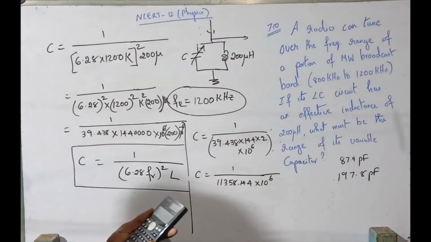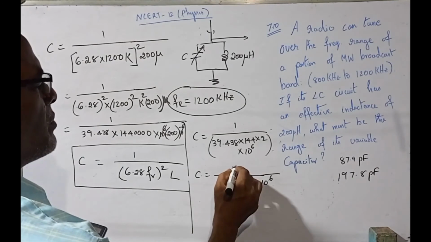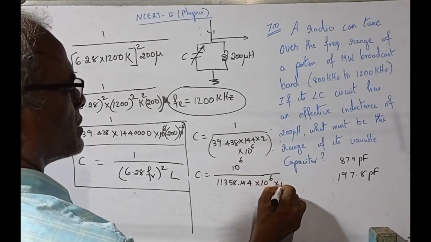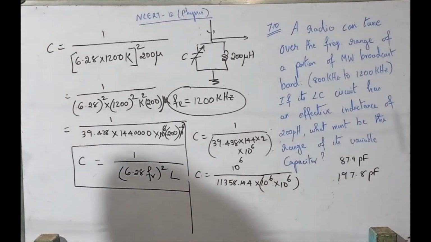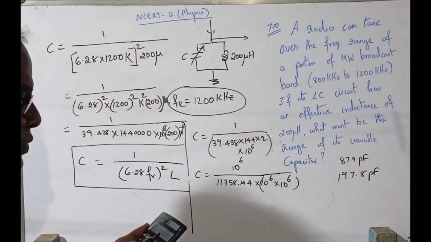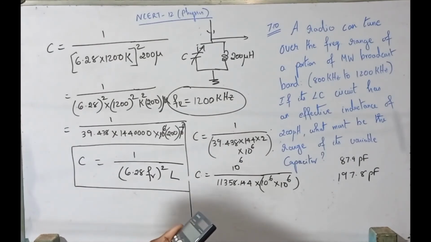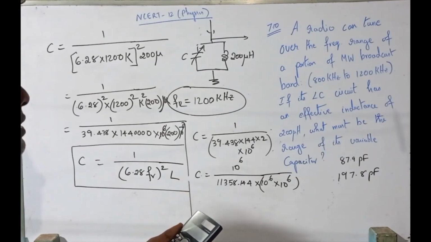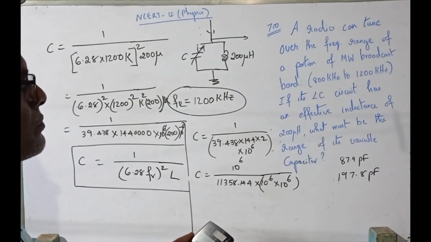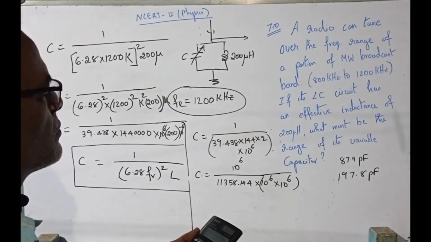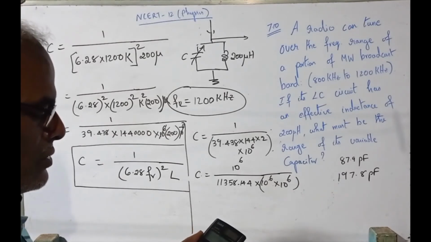So I want the answer in picofarad. So multiply by 10 power 6 and divide by 10 power 6. So this term is pico when it goes to the numerator. Therefore 10 power 6, 1 2 3 4 5 6, divided by 11358.144.